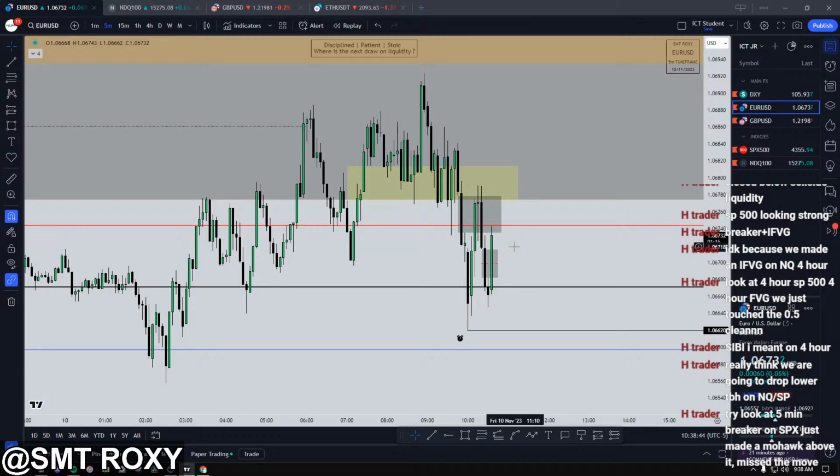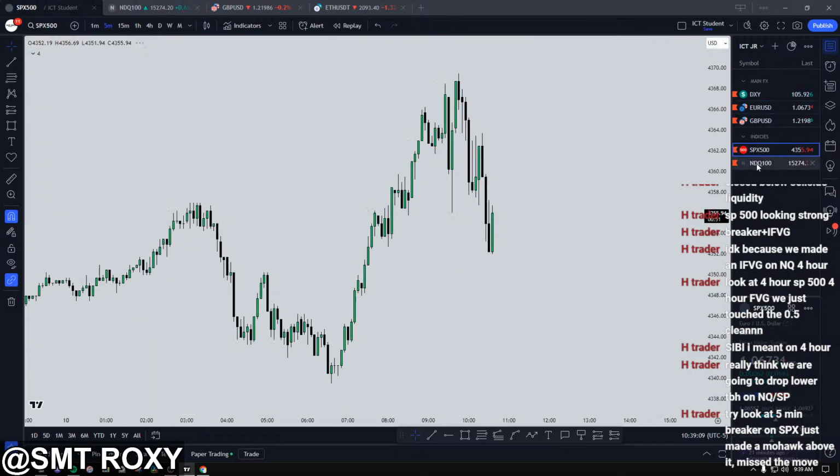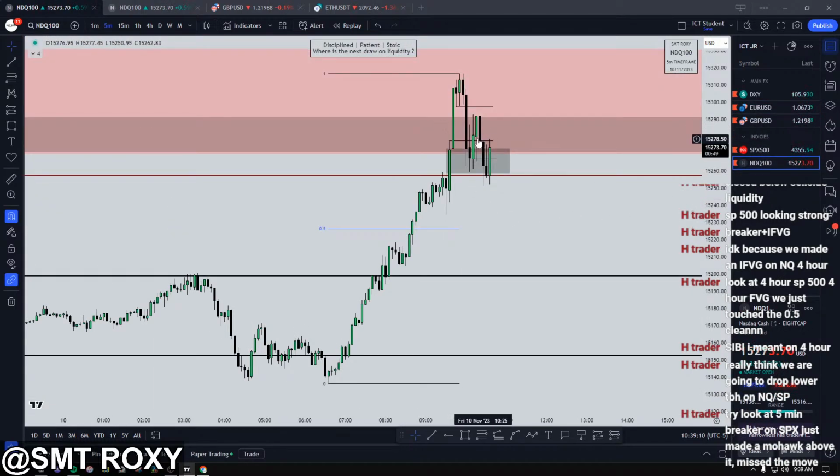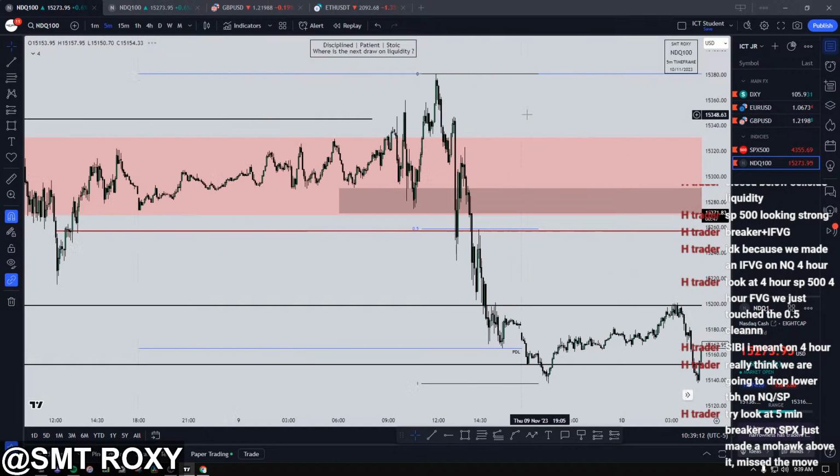NQ, I feel like NQ's gonna create a fake out here. NQ did this yesterday, I think. We took our buy side and formed a breaker on NQ, and then we dropped. NQ always does this, man. NQ is crazy. You see that? Yesterday, I think it did that.